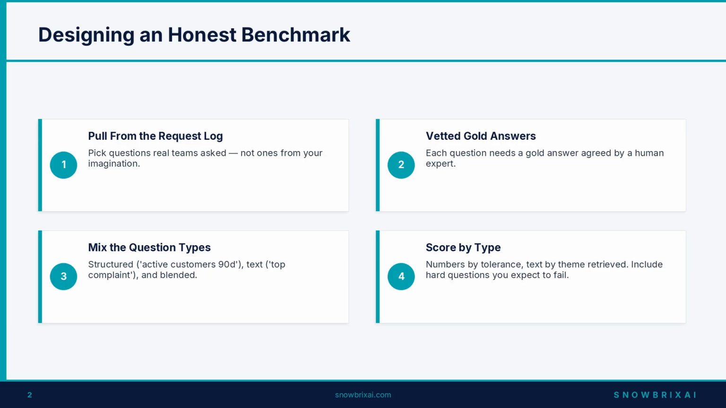Mix the types: a structured one like active customers in the last 90 days, a text one like the top complaint, and blended ones. Score numbers by tolerance, text by whether the right theme was retrieved, and include hard questions you expect to fail. An honest benchmark has some red in it.